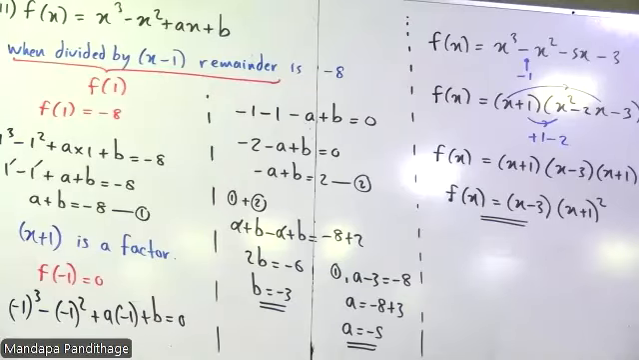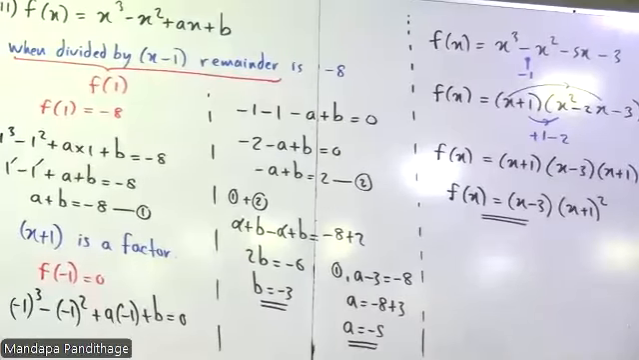Just a simplification. When divided by x plus 2, the remainder is minus 54, and x minus 1 is a factor. So it's remainder theorem and factor theorem. Find A and B.